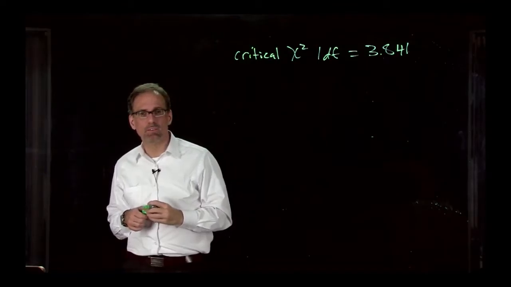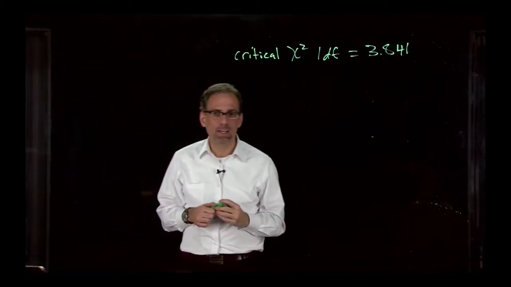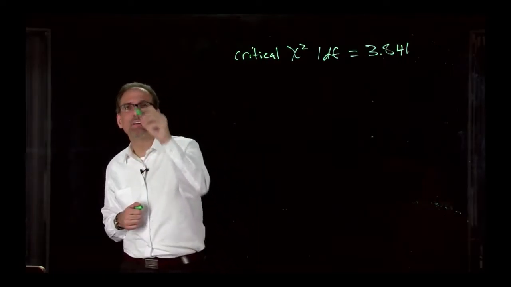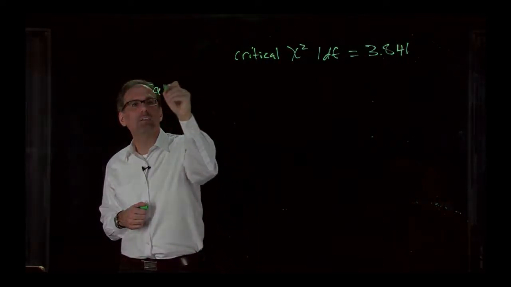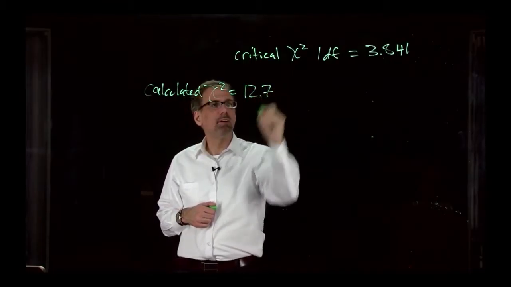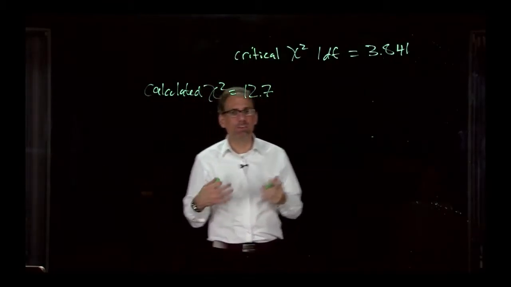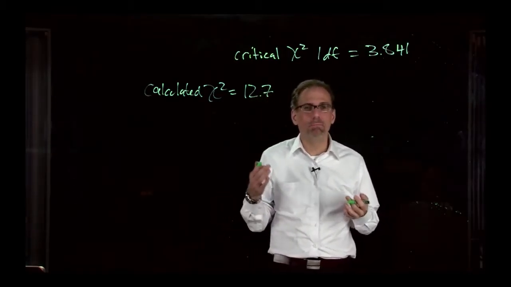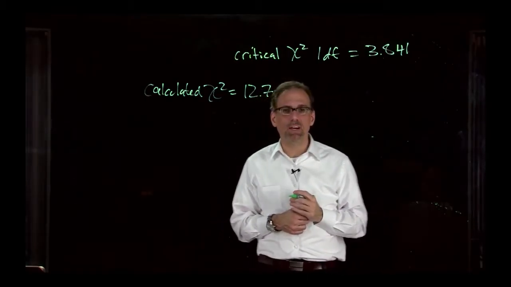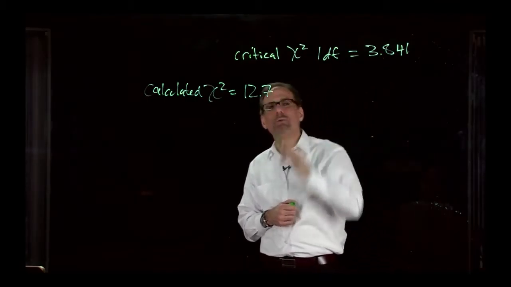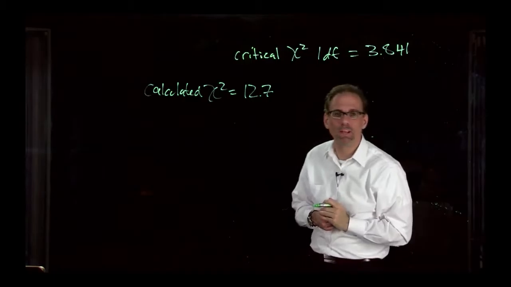Now, if you go back to the examples we did, the first example with the cheaters, where we were trying to see if there was a relationship between the men and the women and cheating, we ended up with a calculated value of chi-square of 12.7. All right? And so now we simply need to ask ourselves a simple question. Is that bigger than the critical value of chi-square or not? And the answer is yes, it is. 12.7 is in fact bigger than 3.841.